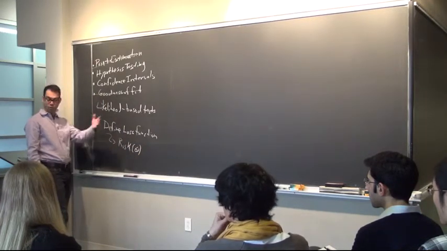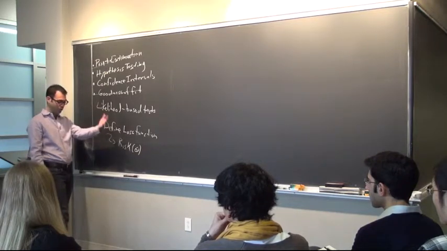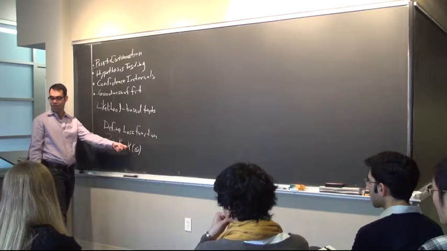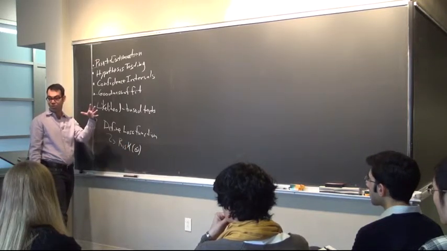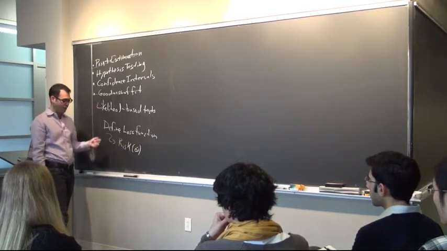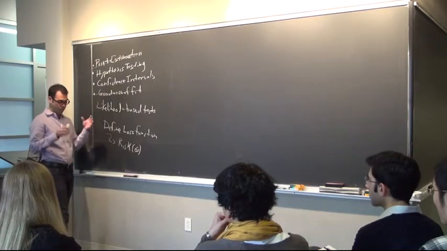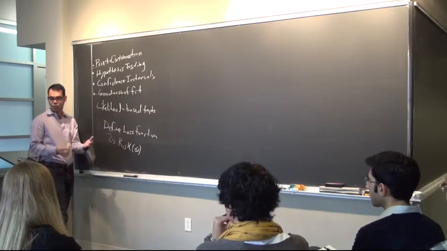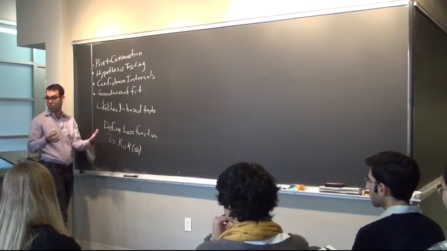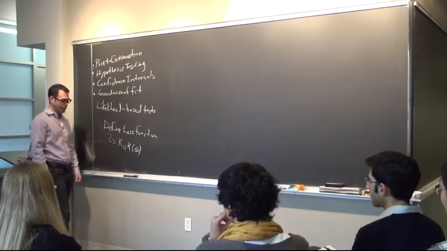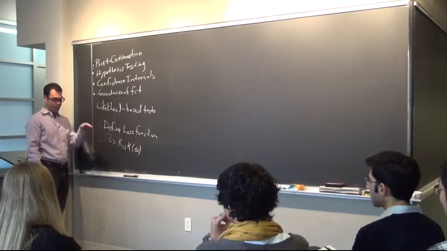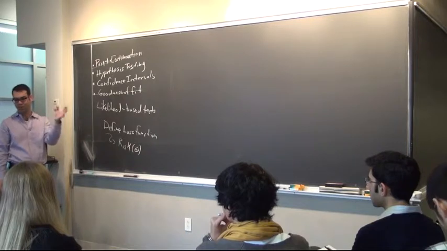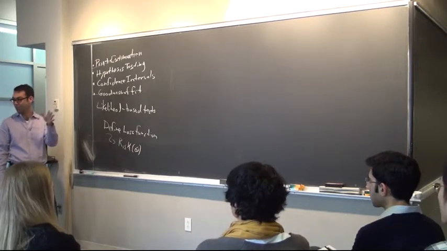If you can come up with some sort of procedure that has lower risk for all values of theta, then this kind of procedure is called admissible. It's a good procedure. If you have a procedure that's never better than one of the other ones, then there's no reason you would use it. So you call it inadmissible. In that James-Stein example, the James-Stein estimator was admissible because it always did better, and the maximum likelihood estimator was not admissible because it always did worse.